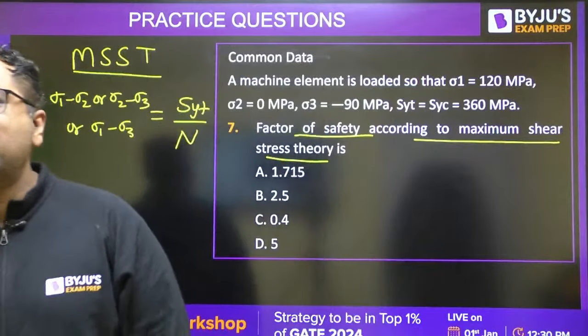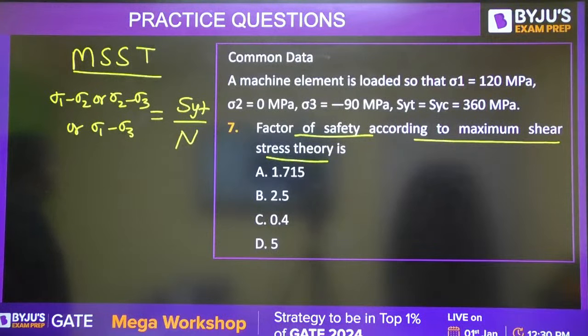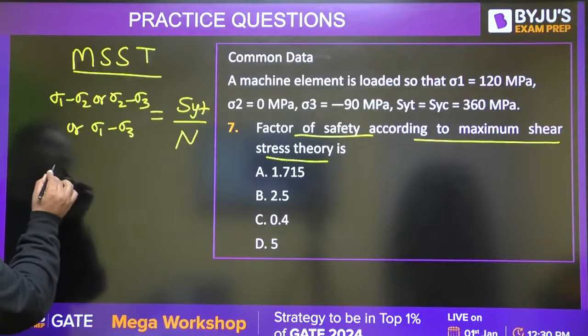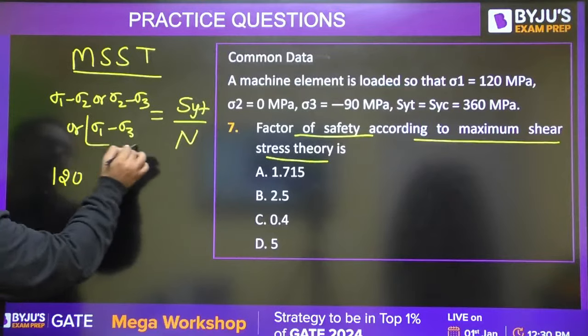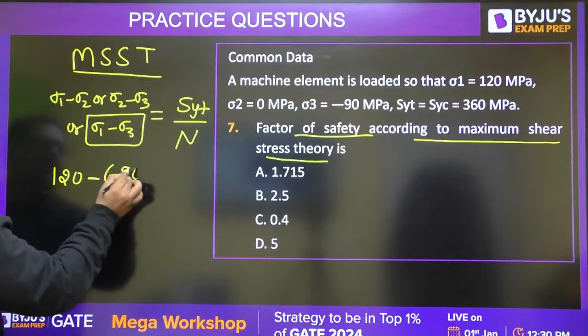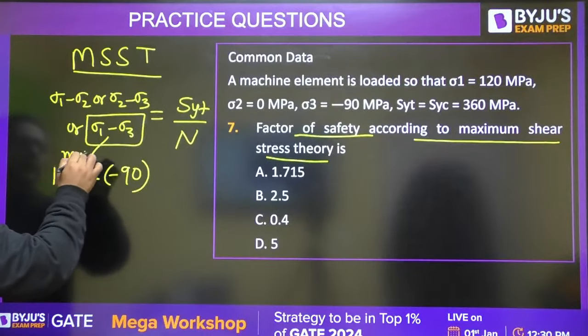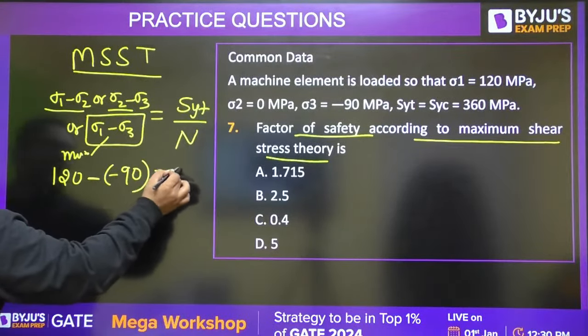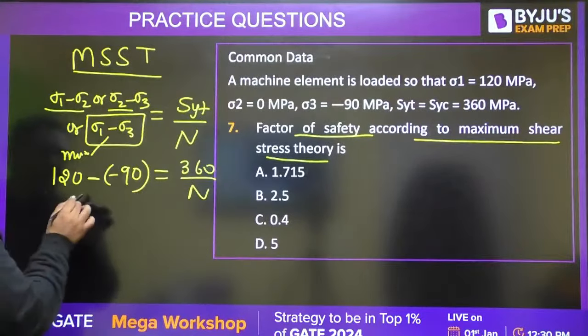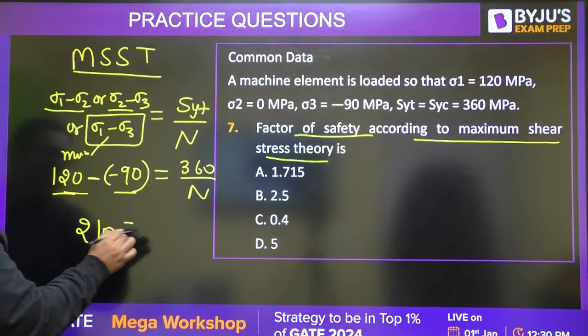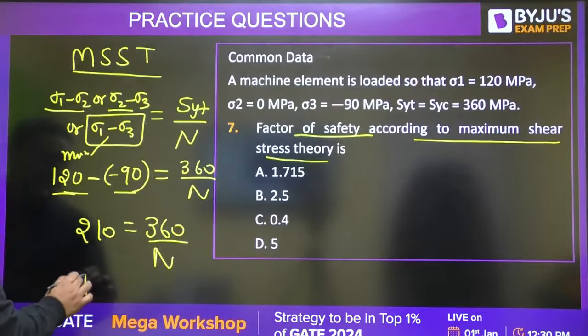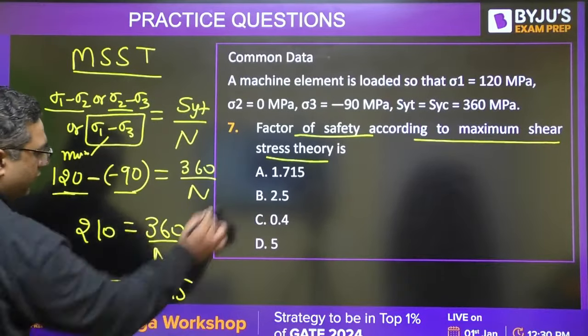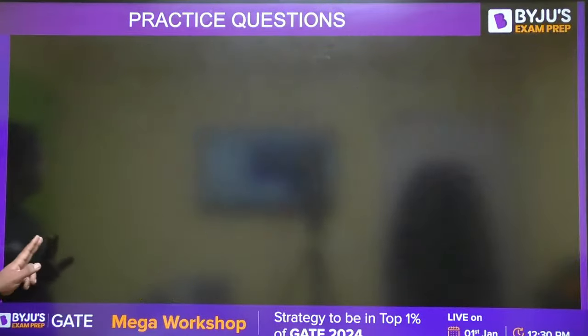Fine. So this time Jabir says A, Teju A, Kiran A. Okay. Bhavya has answered it as A. So how will you answer it? You will say sigma 1 is 120, minus of minus 90, because this will give us the maximum value. You need to select the maximum of these three. So it is equal to 360 by N. 120 plus 90 is 210, so 210 equals 360 by N. N will be coming out to be 1.715. A is the right answer. Very good, guys. Very good, Sachin.